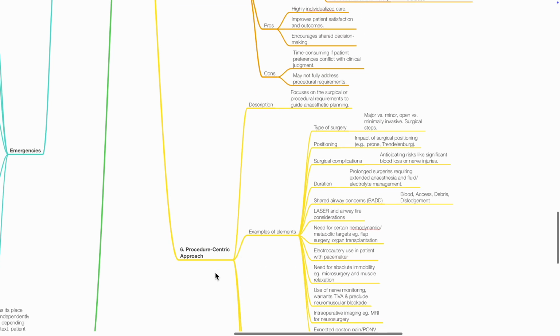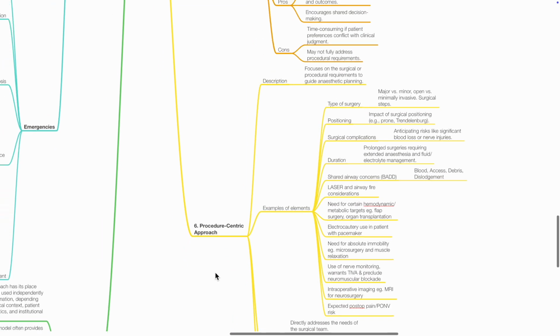The next approach is the procedure-centric approach. There is a focus on the surgical or procedural requirements to guide anesthetic planning. Examples of elements: type of surgery, with adjustment of anesthetic technique to the surgical steps. Positioning, surgical complications such as anticipated blood loss or nerve injuries. Duration of procedure, shared airway concerns such as blood, excess debris, or dislodgement.